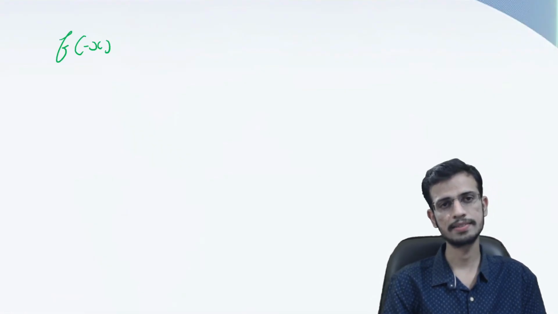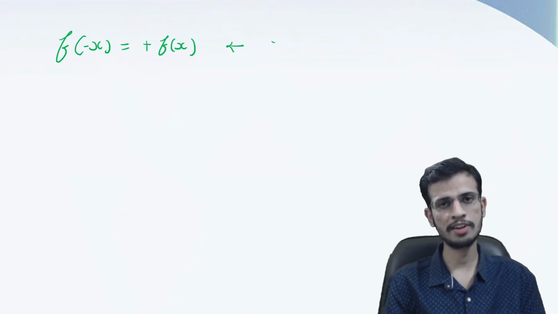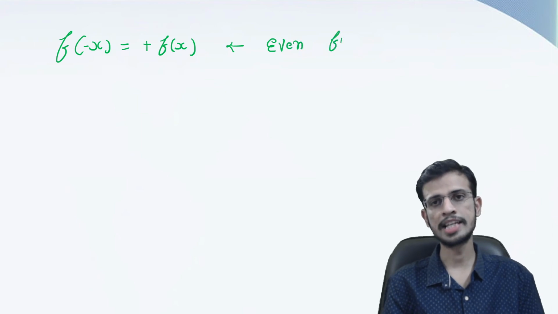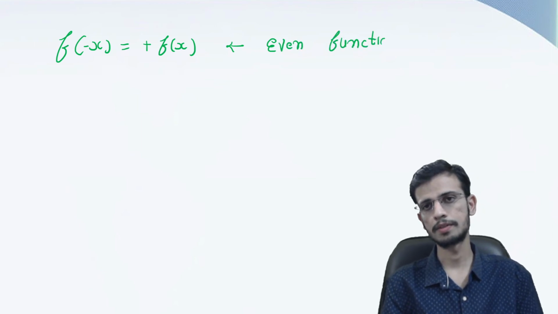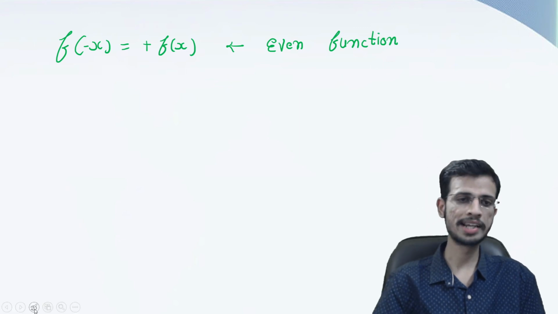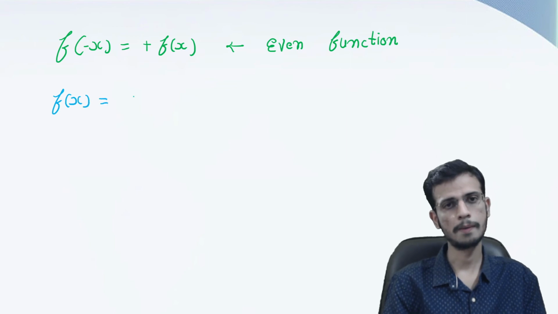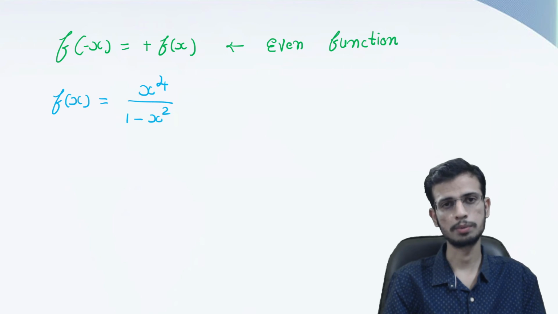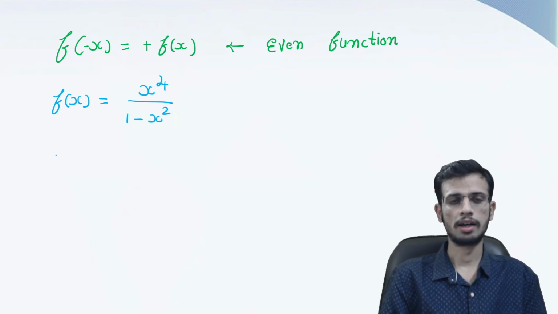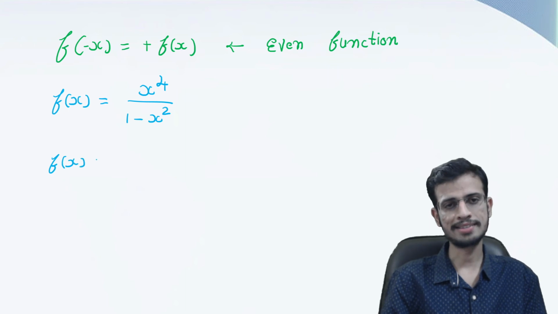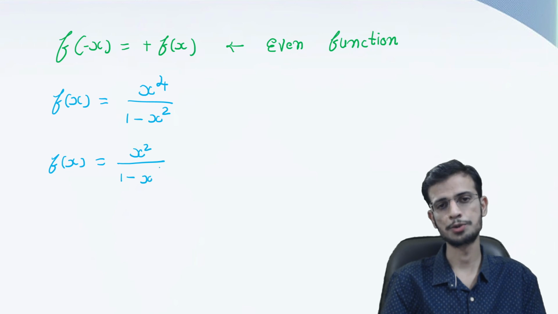I have given these conditions: if f of minus x equals plus f of x, that is an even function. I will give you a few examples as well, so that it will be very, very helpful. So I'm writing a few examples. f of x is equal to x raised to 4 divided by 1 minus x. I'm writing one more example. f of x is equal to x square divided by 1 minus.